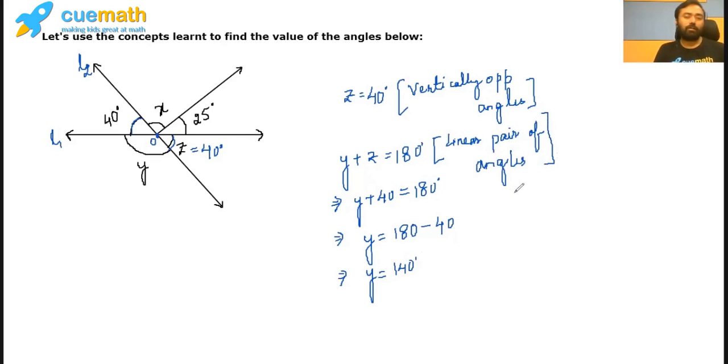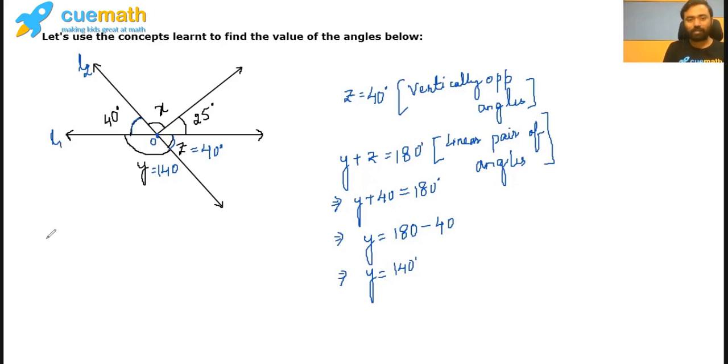So once we get the values of these two variables, we can easily find the value of the variable X. Now for that, we'll take the three angles on top of line L1, and we know that the sum of all the angles on a straight line is 180 degrees. That is what we can conclude from the concept of linear pair of angles.